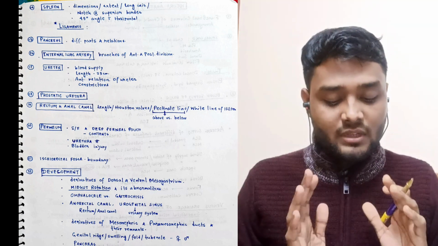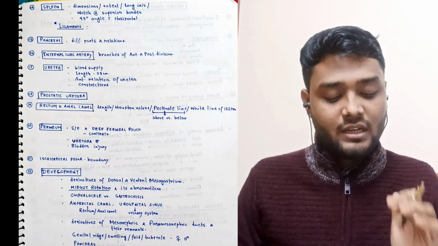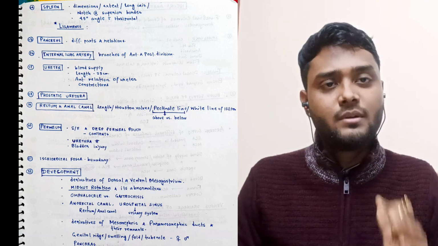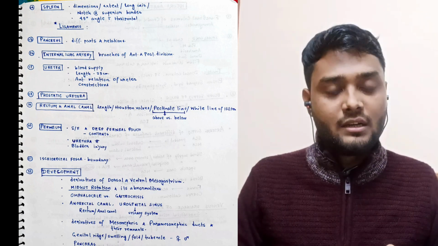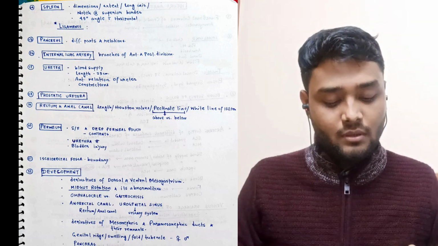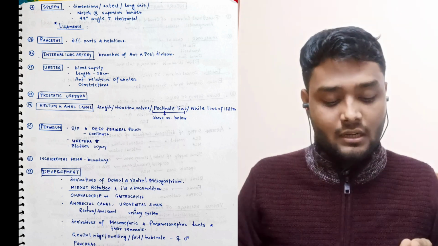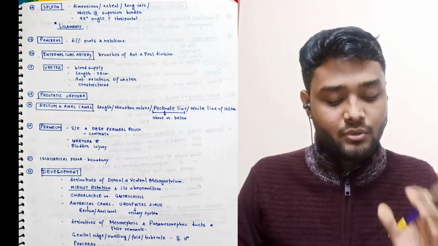Then from the development point of view of abdomen and pelvis, read about the derivatives of dorsal and ventral mesogastrium, a very, very important topic for NEET. Then midgut rotation and its abnormalities, omphalocele, gastroschisis, anorectal canal and urogenital sinus development. From the anorectal canal, rectum and anal canal develop; from the urogenital sinus, the urinary system develops. So read about the development of the urinary system as well.